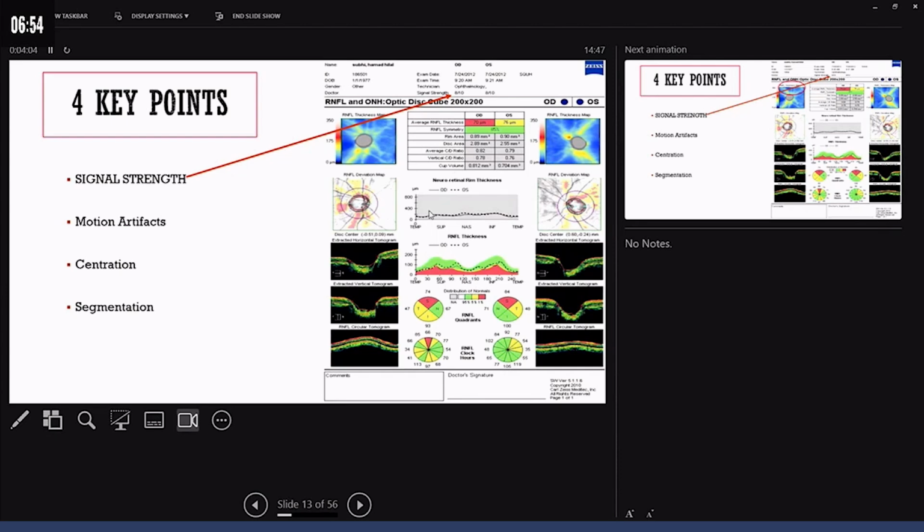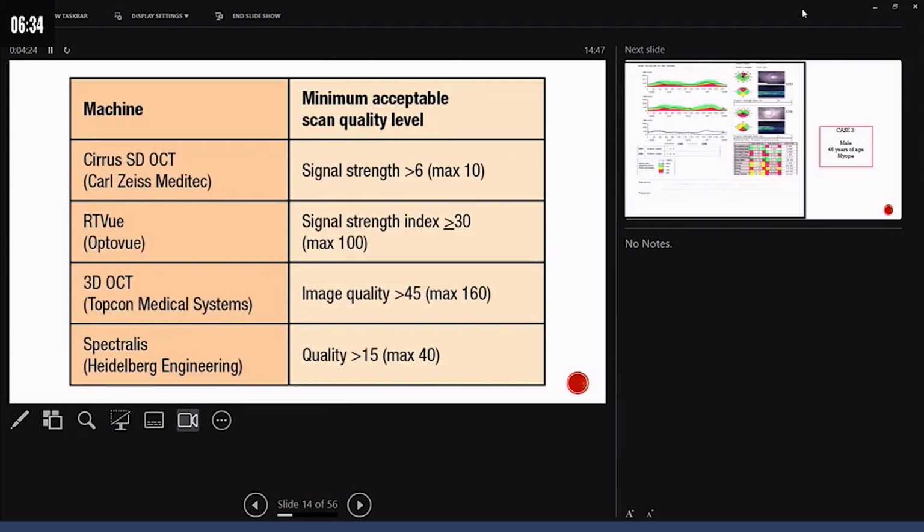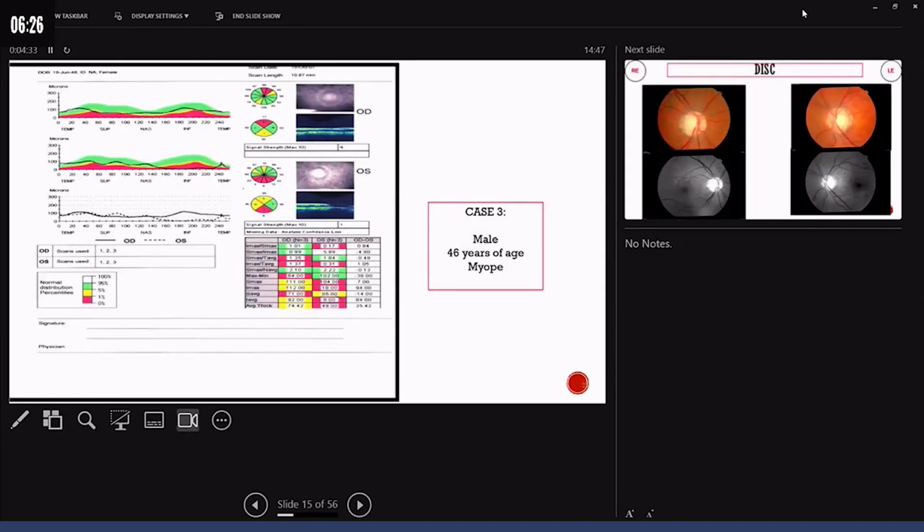Apart from that, motion artifacts: you see whether there are any black areas, any vacant area. Look for centration, look for segmentation. Then you go to the clock hours and then finally the TSNIT graph. Straight away, we have a tendency to first look at those red and green areas. Before that, we should look at these 4 important points. Different machines have different signal strength criteria. For example, the Cirrus is more than 6, the Spectralis is more than 15. So you should know in your machine what is the acceptable criteria.